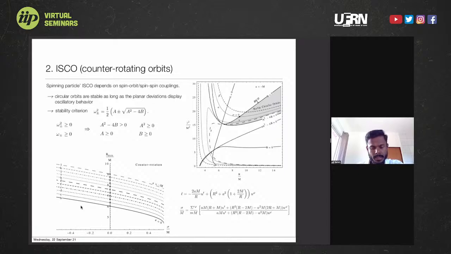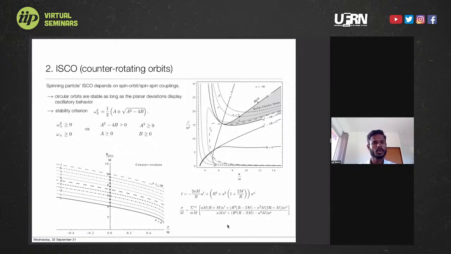So this implies that the curve tells us that when the spin of the particle is aligned parallel, for an increase in the magnitude of sigma over m, the radius of the ISCO decreases. And in the retrograde region, that is, the particle spin is anti-parallelly aligned, for an increase in the magnitude of spin sigma over m, the radius of the ISCO decreases. So that's an observation from here. So this is all about the counter-rotating orbits.